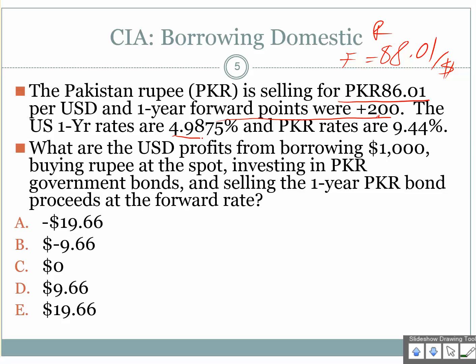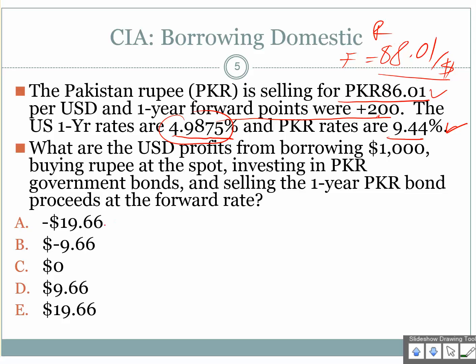US interest rates are 4.9875 and rupee interest rates are 9.44. So in this case, what we're going to do is borrow dollars at 4.9%, buy rupees today at 86.01, invest in a rupee bond at 9.44, and then sell the proceeds of the entire bond and get dollars at an exchange rate next year of 88.01.